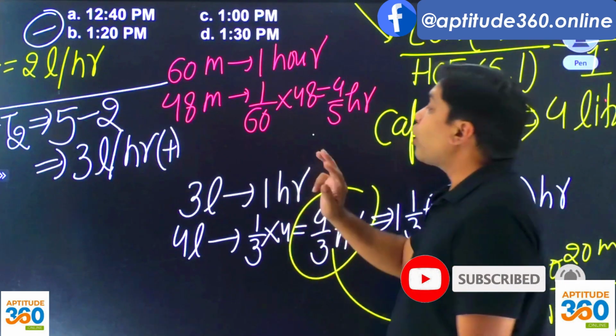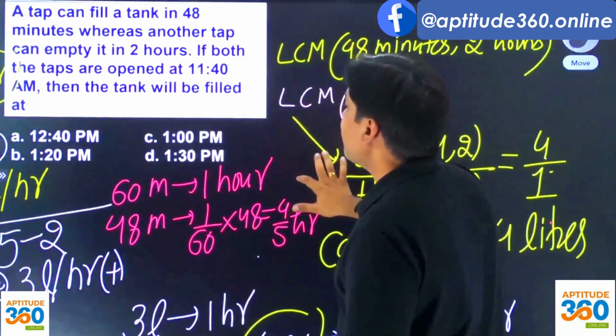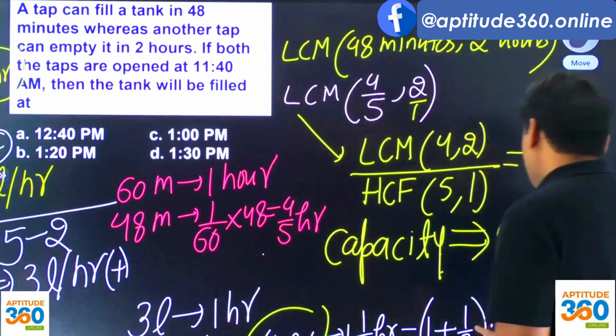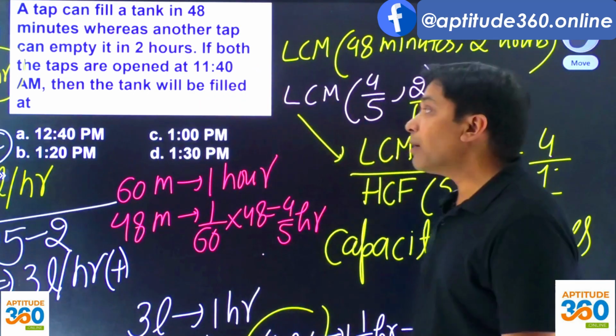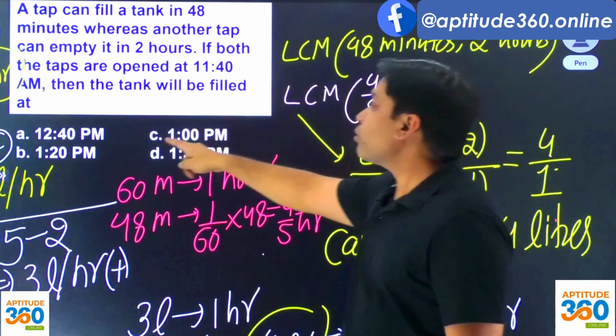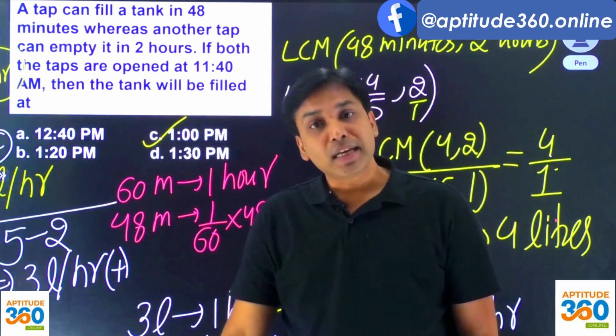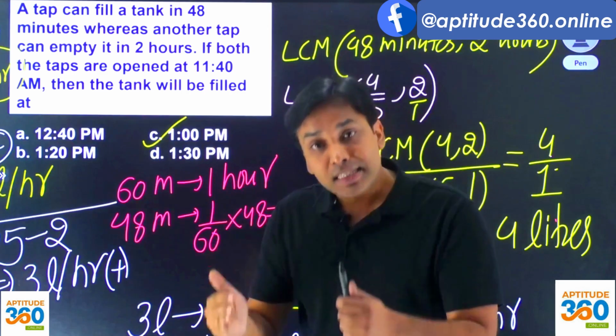So प्रॉब्लम के हिसाब से होना क्या चाहिए आंसर? हमारा आंसर कितना आया? 1 hour 20 minutes. 1 hour 20 minutes किसके बाद? 11:40 के बाद. 11:40 में अगर आप 1 hour 20 minutes ऐड कर दोगे तो आंसर कितना आ जाएगा? 1 AM आ जाएगा. So this problem was simplified by using LCM method.